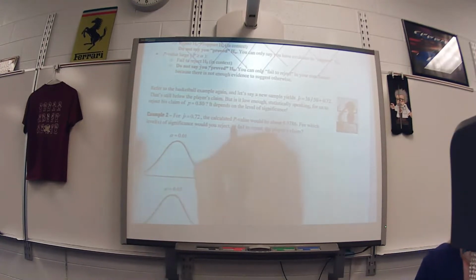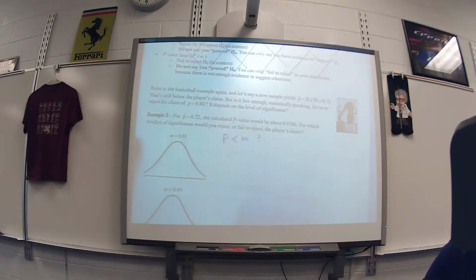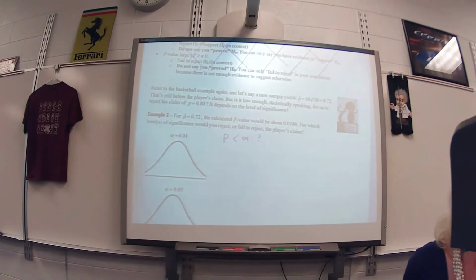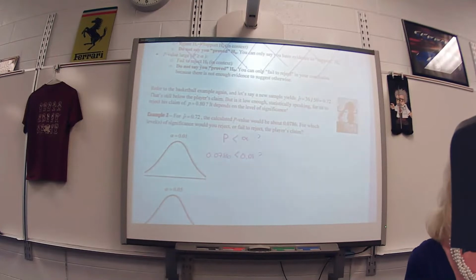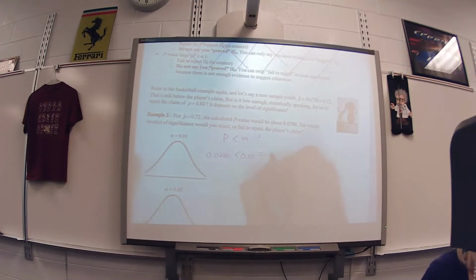What you do, you take the p-value and you ask yourself, is that smaller than alpha? And you'll see me write that all the time. You're going to take that 0.0786 and you're going to say, is it smaller than 0.01? And of course, your answer to that should be no. In this case, you would say, I failed to reject the null hypothesis. Now, you do that in context of the problem.